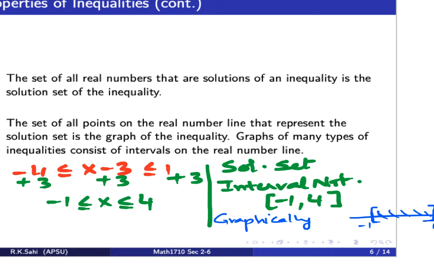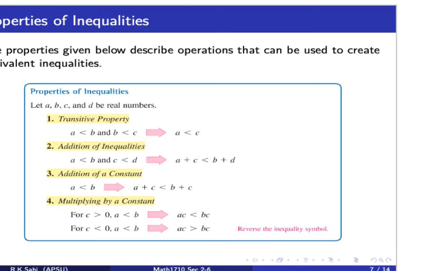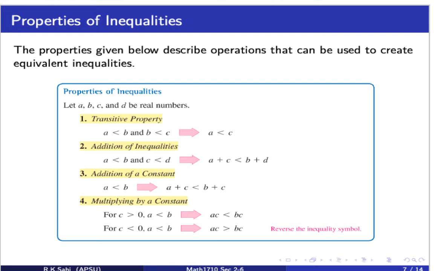Okay, let's look at some more properties. Now these properties are, if you have, say, 4 real numbers A, B, C, D, the transitive property means if A is less than B and B is less than C, then A is less than C. Let's plug in some numbers. We know that 3 is less than 5, and we know that 5 is less than 7. So clearly 3 is less than 7. That's what this transitive property says.